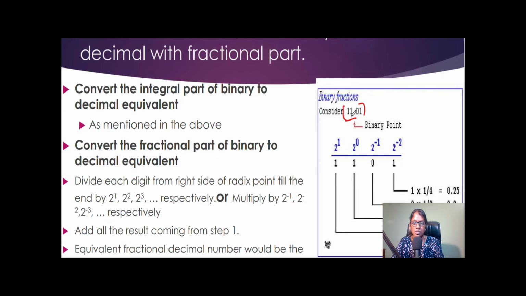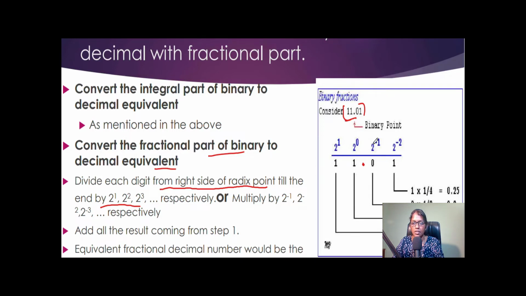1 means this is 2 to the power 0. You take this 11.01 and write it down as it is. Before the decimal point you write 2 to the power 0, 2 to the power 1, and after the decimal point we have to multiply by 2 to the power minus. To convert the fractional part of binary to decimal, divide each digit from the right side of the radix point till the end by 2 power 1, 2 power 2, 2 power 3.